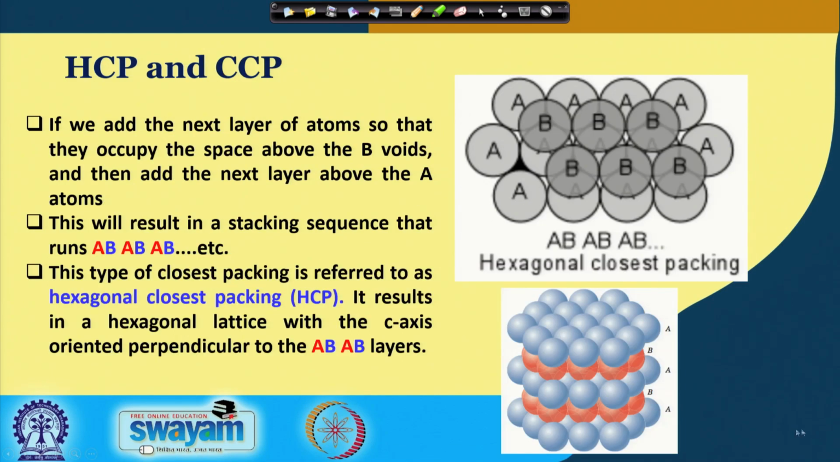There are two types of arrangement, one is called hexagonal closest packing, another is cubic closest packing. Now if we add the next layer of atoms, so let us see: there is a single layer of atoms called A, and then we put another layer of atoms so that they occupy the space above the B voids, and then we add a next layer above the A atoms. So there will be a repeating layer called AB, just like this. This type of packing is known as HCP or hexagonal closest packing. It results in a hexagonal lattice with the C axis oriented perpendicular to the AB layers.